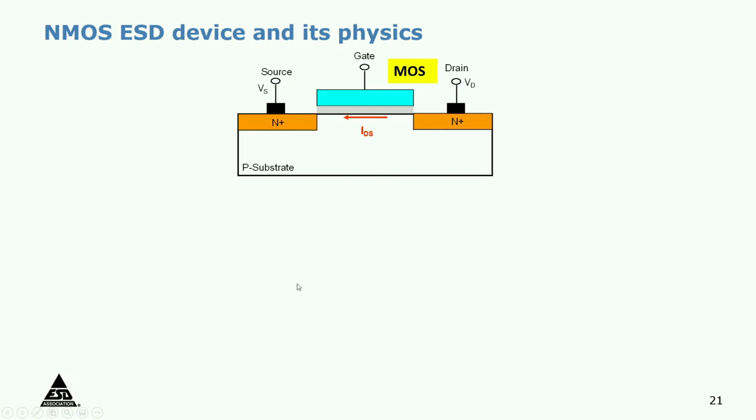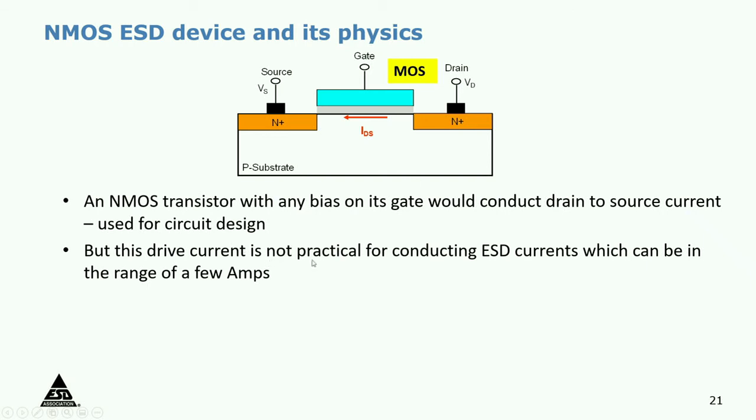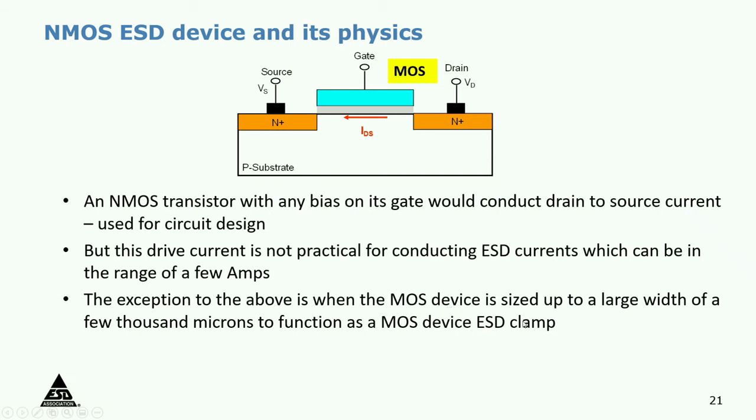Now, all of you understand a MOS device, right? It is simply a surface device with drain, source and gate, and the drain to source current is this. An NMOS transistor with any bias on the gate would conduct drain to source current. This is used for circuit design. But the currents under ESD are in the range of amps. They are not a few milliamps of current, right? So this drive current is not practical for conducting ESD currents, which are in the range of amps. So how do you use this MOS device to conduct so much ESD current? Unless of course you make it a very, very large MOS device, but that occupies too much area.